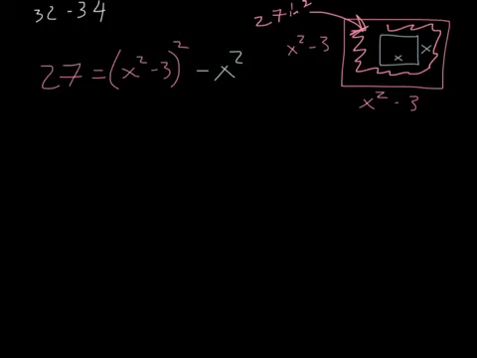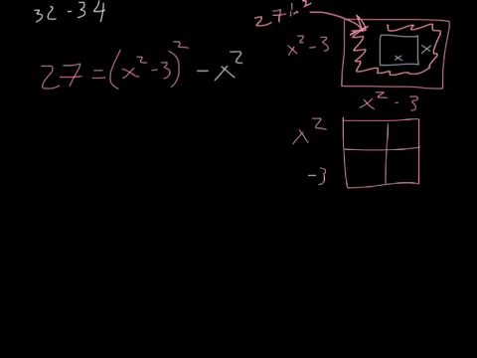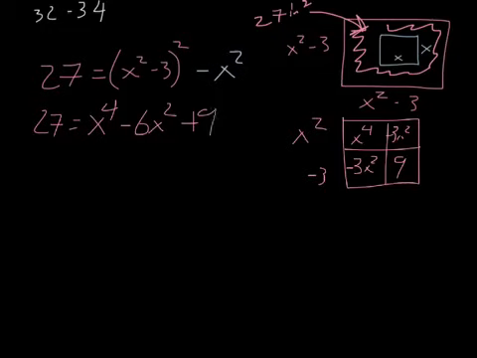So we could do a little box over here on the side, figure out what x squared minus 3 times x squared minus 3 would be. It would be x to the 4th minus 3x squared minus 3x squared plus 9. So we could write that over here. 27 equals x to the 4th minus 6x squared plus 9. And then remember, we have to subtract out this x squared.